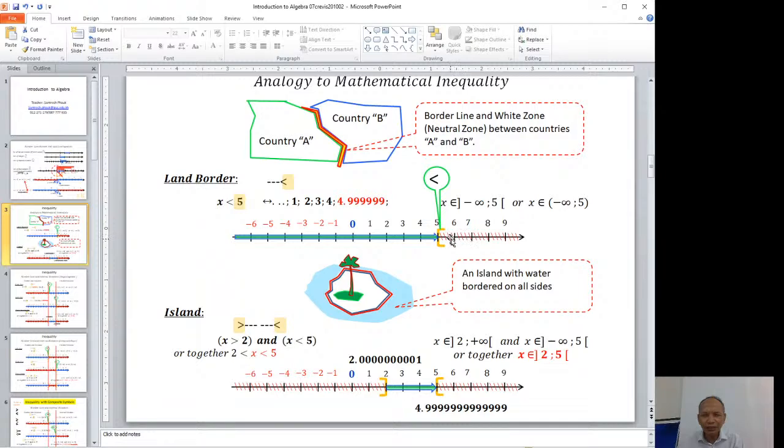So everybody understand where to strike out. We strike out here, up from 5, here up here, okay. For this one, it is above, and then here we strike out both sides because our values are sandwiched between 2 and 5.